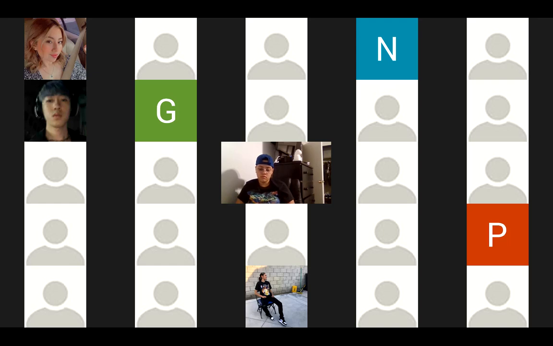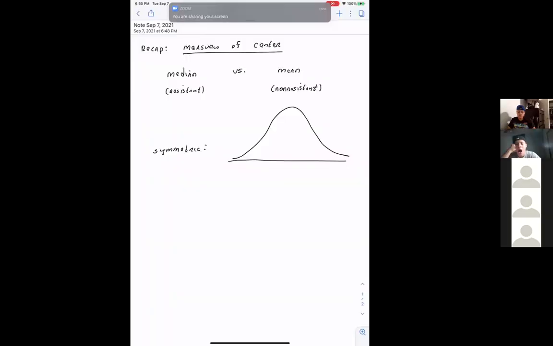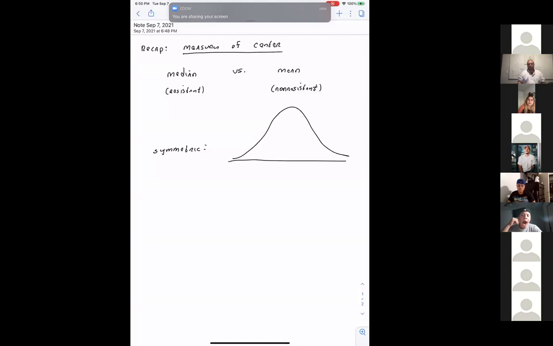All right, so as I was saying, we have a recap, measures of center. We have the median versus the mean. The median is a resistant measure. The mean is a non-resistant measure. If we have a symmetric looking graph, where is the mean and where is the median located for a symmetric graph?